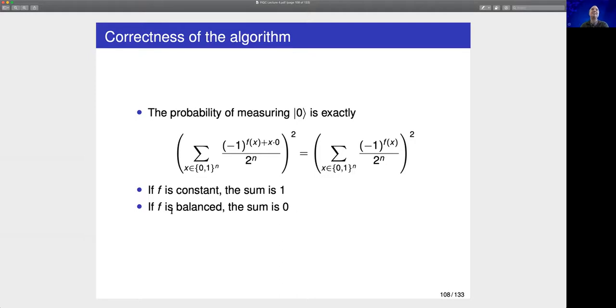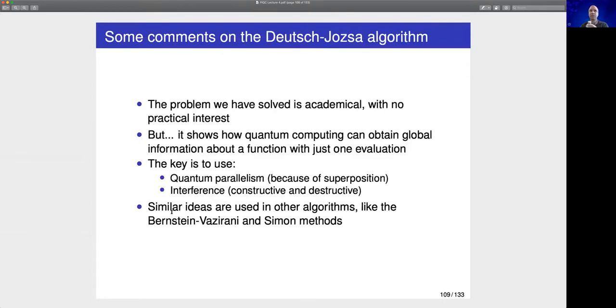It's kind of magical, but notice that what we are doing is, in fact, interfering a lot of different amplitudes to make them cancel each other. So this is the statement of the problem, and the solution with the quantum algorithm. Let me give you some comments on this, and then we are going to run an example of this algorithm in an implementation in Qiskit.